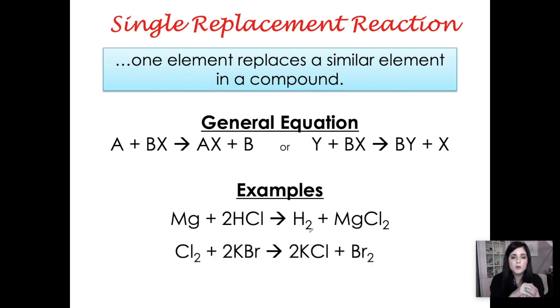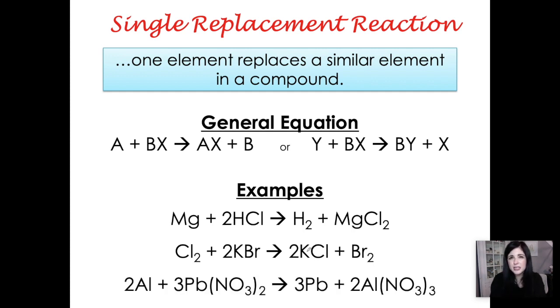Here's another example where you are switching your negatives, or your anions. Chlorine, a halogen, is going to replace the other halogen, bromine, in this example. So chlorine and bromine switch places, and bromine isolates itself out, and that chlorine combines to potassium.